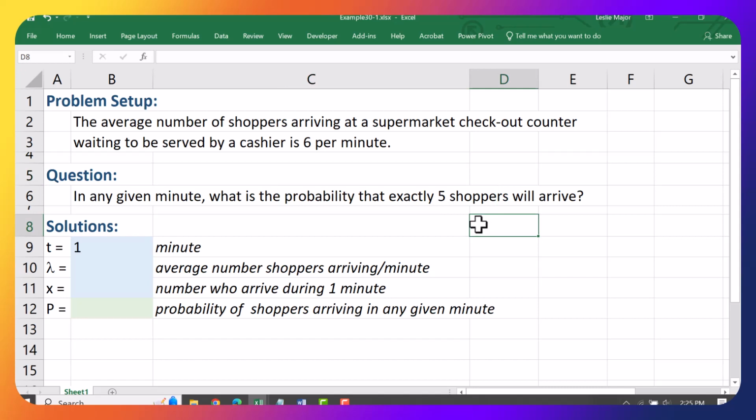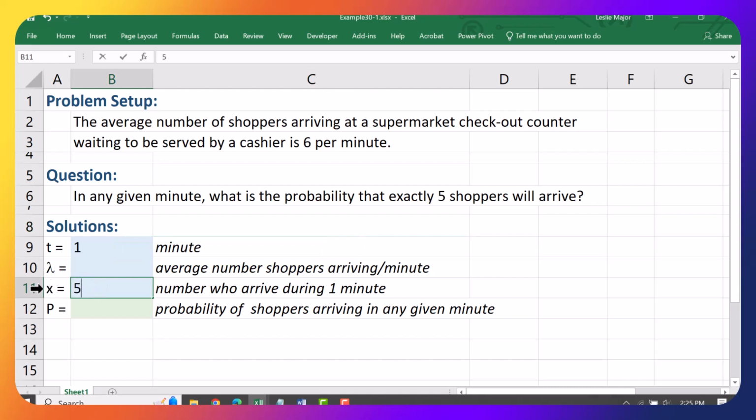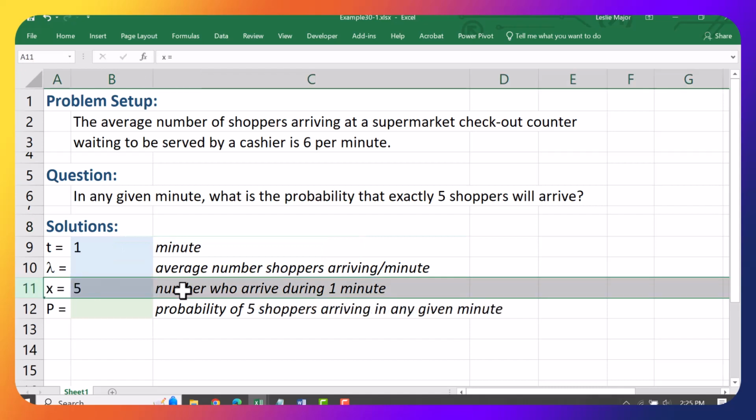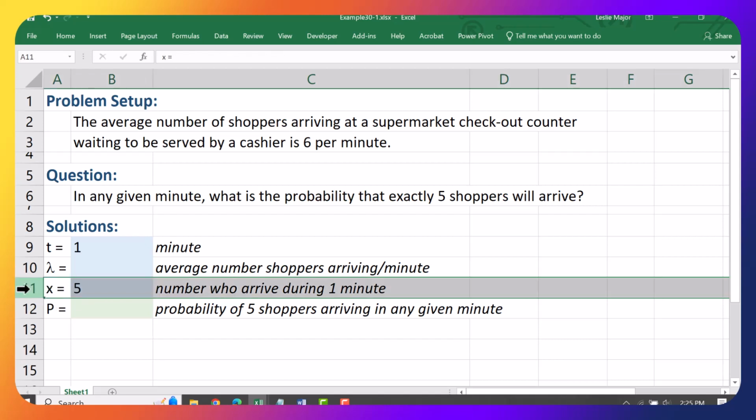Okay, so our time frame, for starters, is 1 minute. We're going to use 1 minute as our units of time. And we're wondering, during that time period, what is the probability that 5 shoppers arrive? So X is going to be set to 5. Whatever we're looking to solve for the probability of, that becomes our X value.